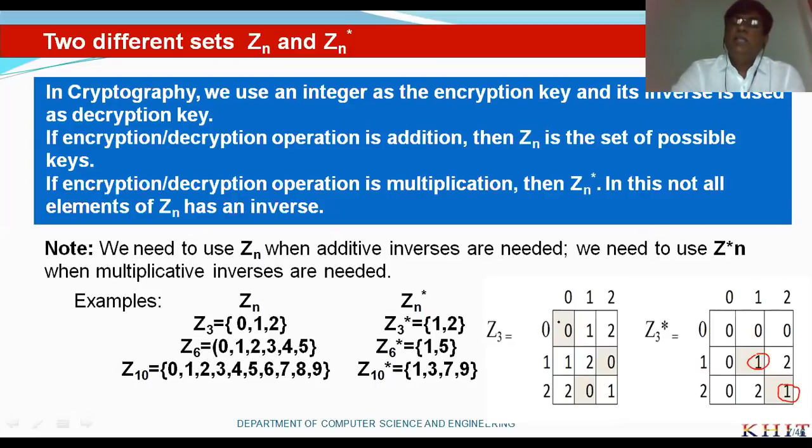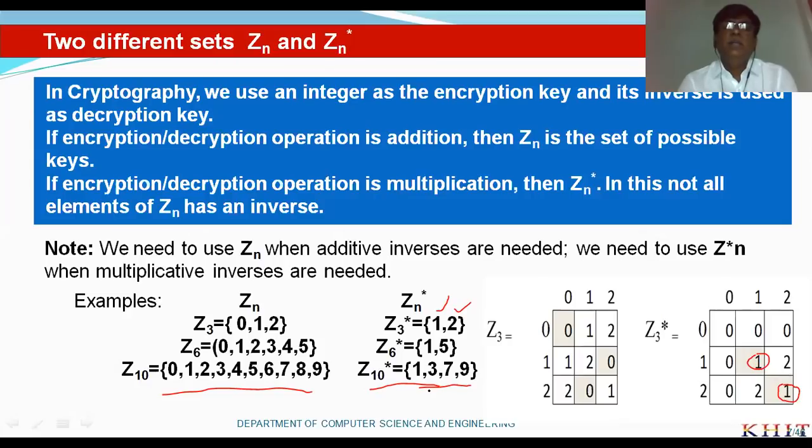So in Z3, only two numbers have a multiplicative inverse, that is 1 and 2. 1 has a multiplicative inverse and 2 has a multiplicative inverse. Similarly, if it is Z6, it also contains only two numbers: 1 and 5 have the multiplicative inverse. Already we have seen that in Z10 only 4 numbers have multiplicative inverses: 1, 3, 7, 9. So Z10 shows all the additive inverses. Z10 star shows that only a few numbers have multiplicative inverses.